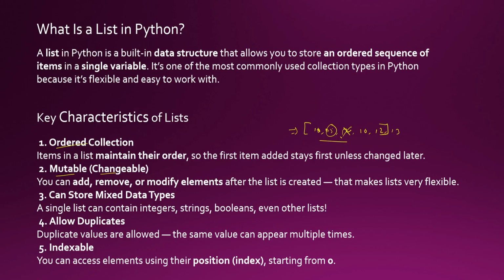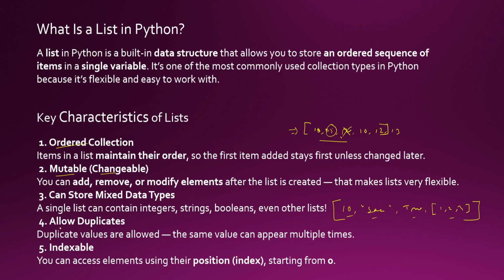Can store mixed data types. A single list can contain integer, string, boolean, even another list. When we create a list, we can include integers. We can include any kind of string, suppose any name. We can include boolean. Even we can include another list as well, 1, 2, 3, like this. We can include another list in a list. So when we create a list, we can include any kind of data type, integer, string, boolean, another list in our list. So we can mention different types of data types.